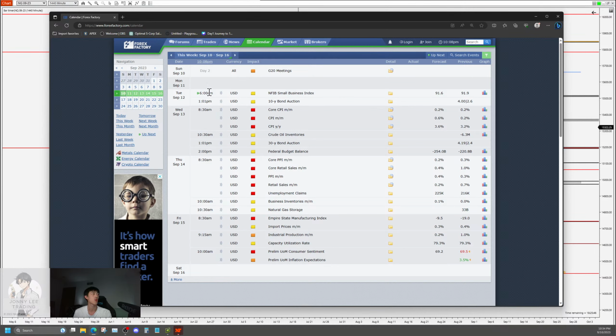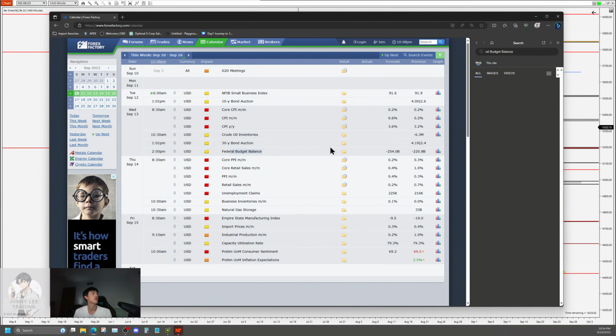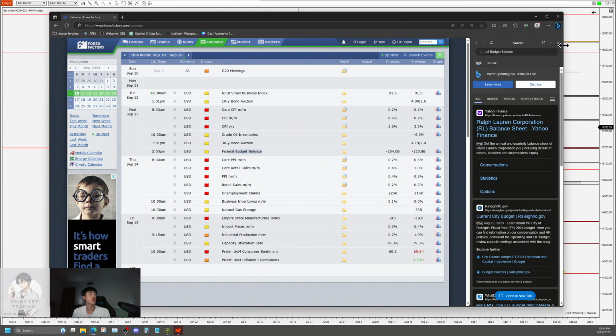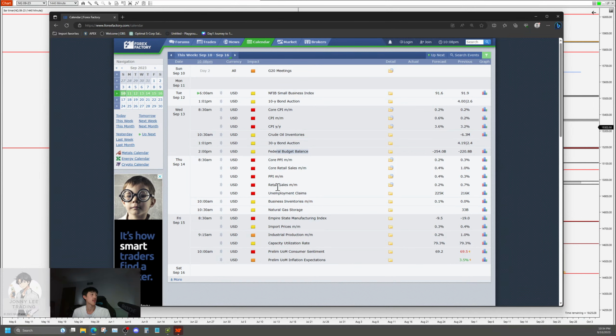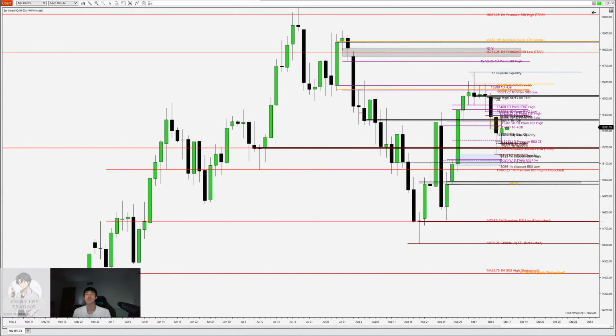And so you're going to want to watch out for these time frames, right? You're probably not trading at 6 a.m., but 8:30 a.m. on Wednesday, probably want to be careful. 30-year bond auction, 1 o'clock, 2 o'clock, federal bonds balance budget. So these are all things that you want to pay attention to on forexfactory.com. So let's go back to the charts now.